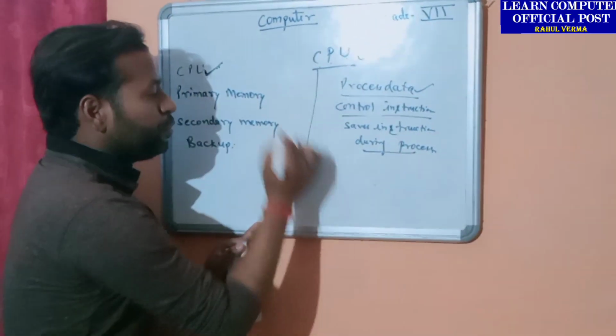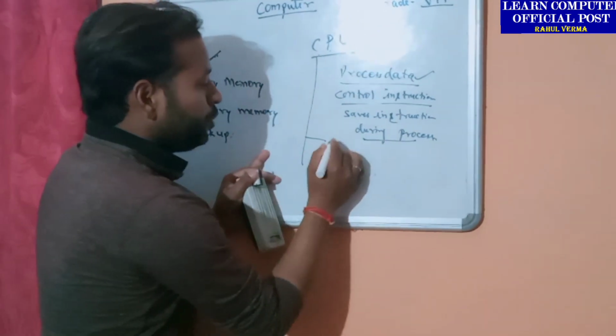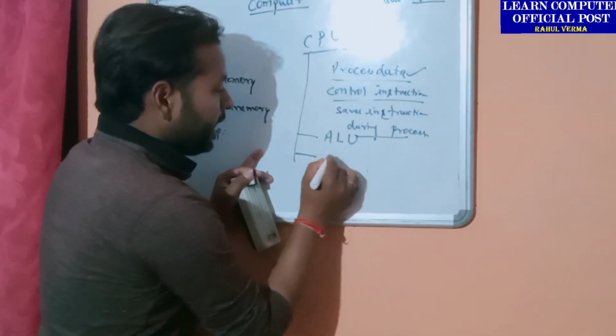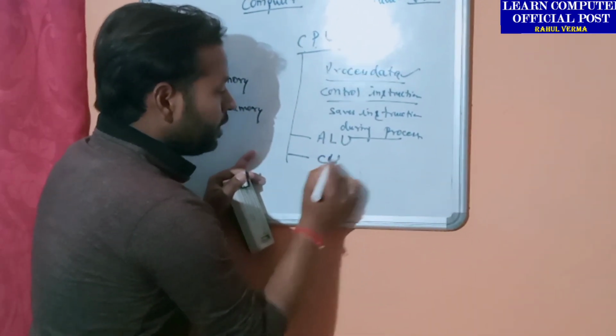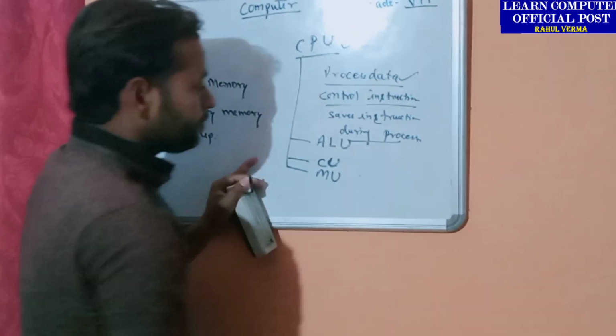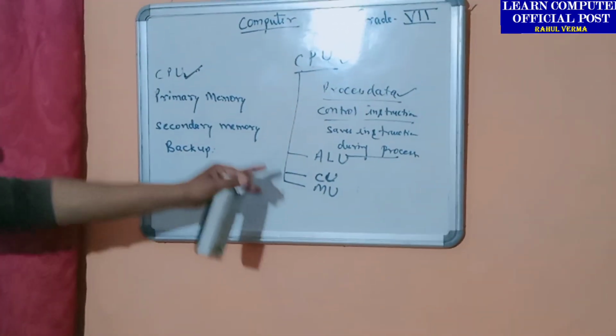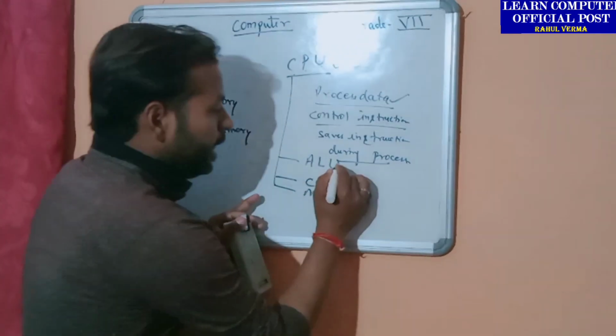How many parts of CPU are there? There are 3 parts of CPU. First one is ALU, second one is CU, and third one is MU. How many parts are there? ALU, CU, and MU. What does ALU do?